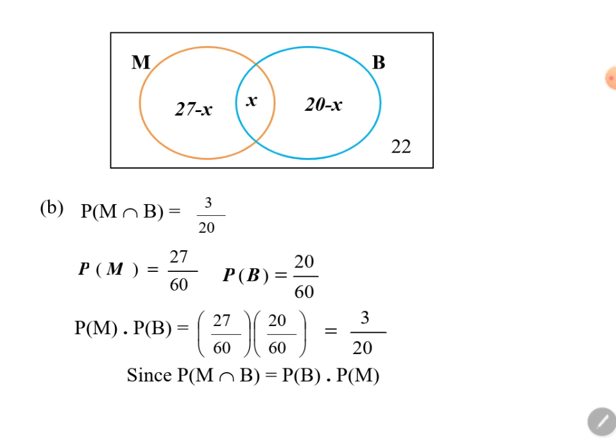So what we can say from this finding, yes, we can say that event M and event B are independent, because we can show that probability of M intersect with B equal to probability of B multiplied with probability of M. Okay.